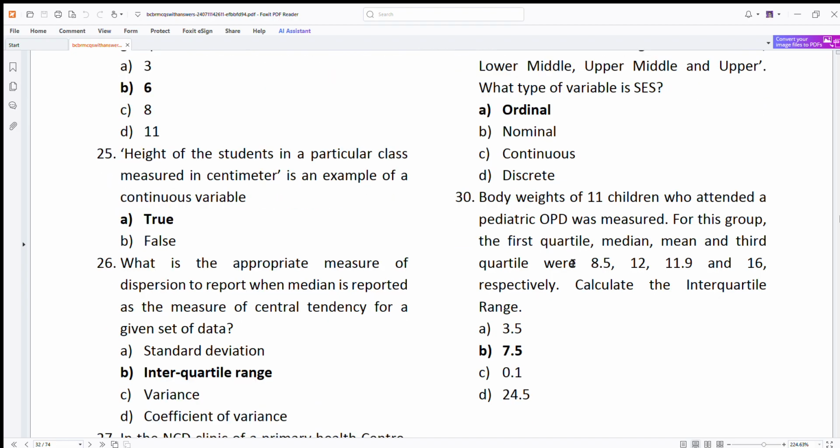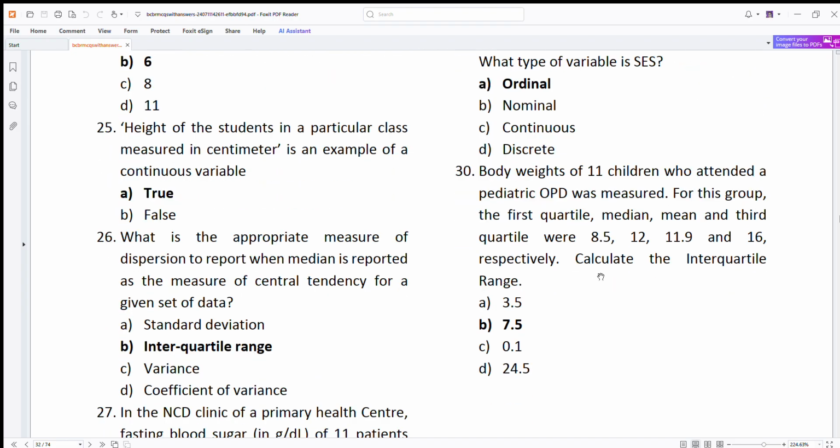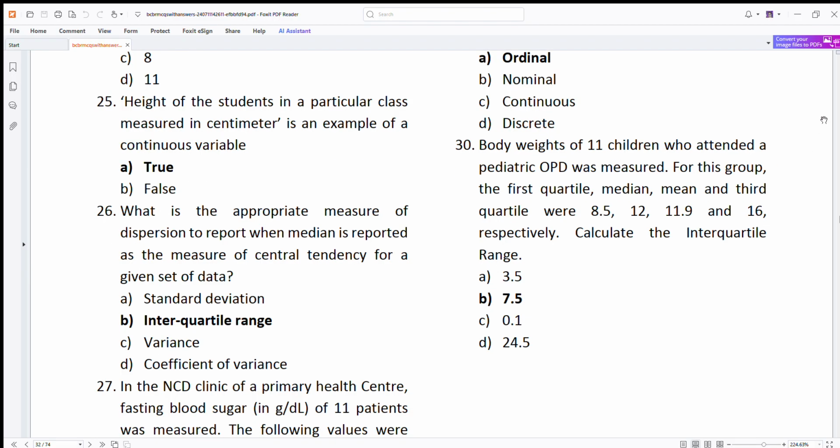Body weight of 11, first quartile, median, mean was this. Calculate the interquartile range. Q3 minus Q1. Third quartile is 16 and the first quartile is 8.5. So 16 minus 8.5 is equal to 7.5. Okay, bye.